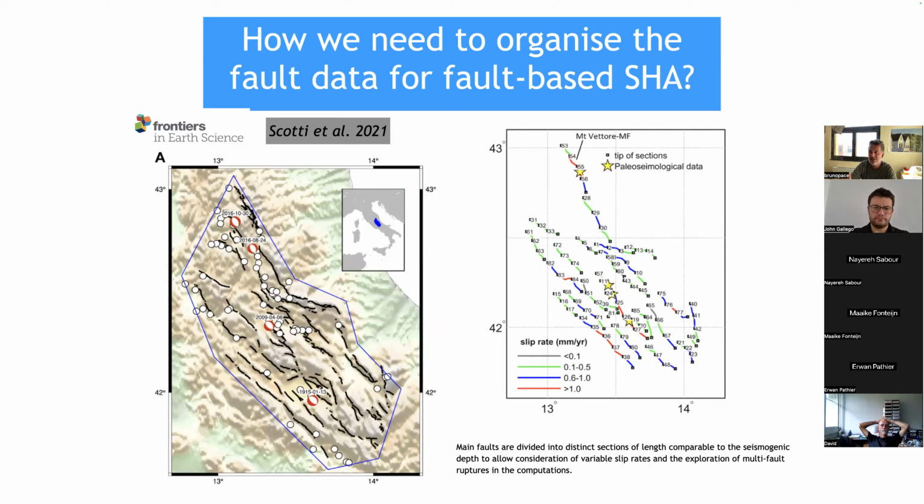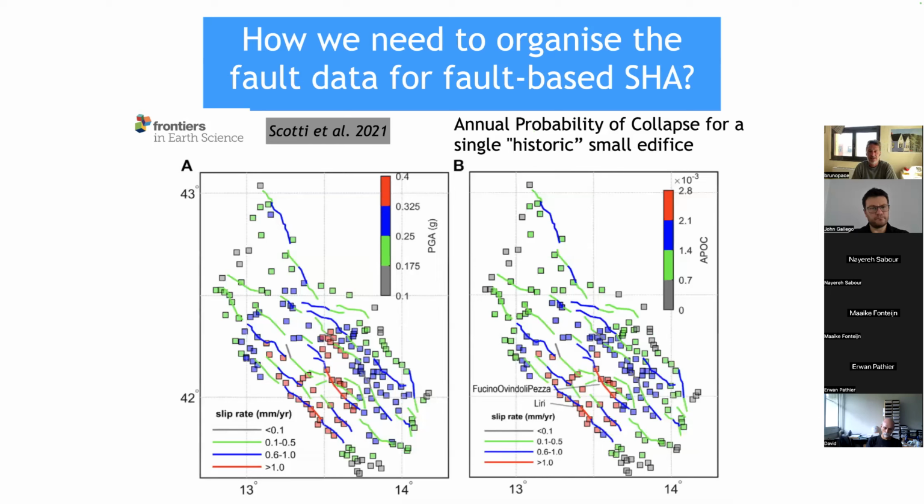Because again, as I said, we are interested in having different ruptures, but the different ruptures can involve multiple ruptures on different faults, also on different sources that are quite close, and they can have a possible interaction that can be taken into account in some way. Here we see the results both in terms of seismic hazard and also seismic risk, because it's very simple, it's just the annual probability of collapse for a single historical small edifice.